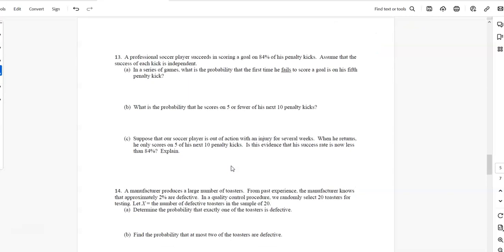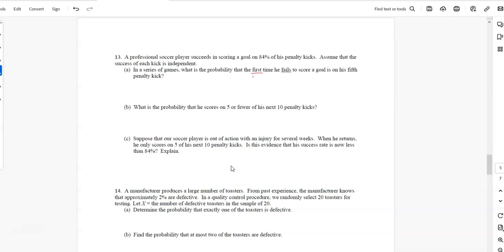13. A professional soccer player succeeds in scoring a goal on 84% of his penalty kicks. It's pretty good. Assume that success of each kick is independent. In a series of games, what is the probability that the first time he fails to score a kick is on his 5th penalty kick?